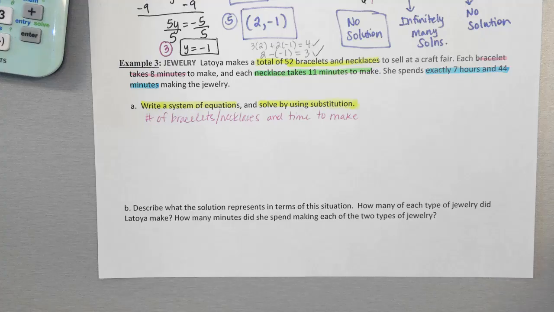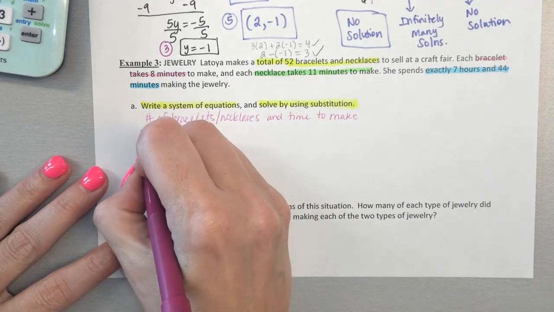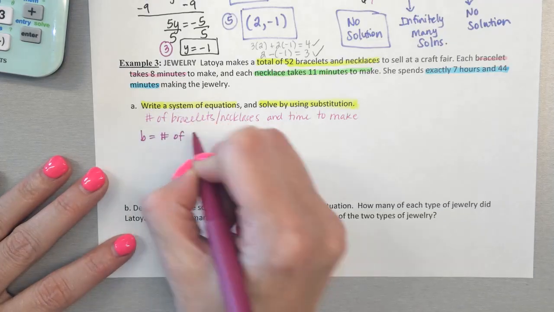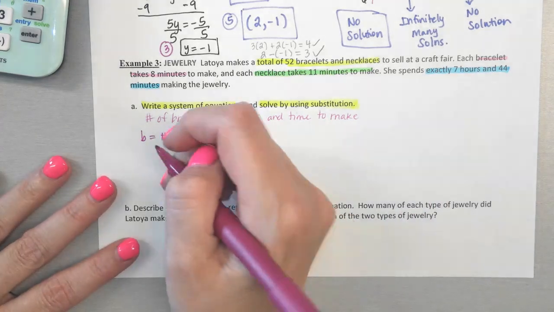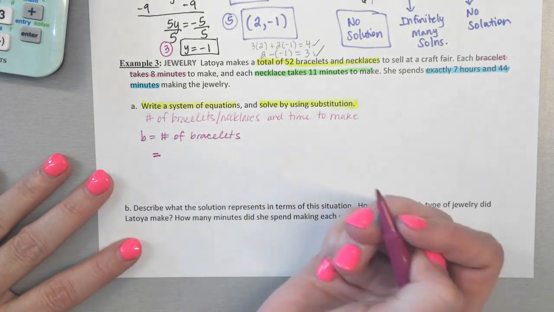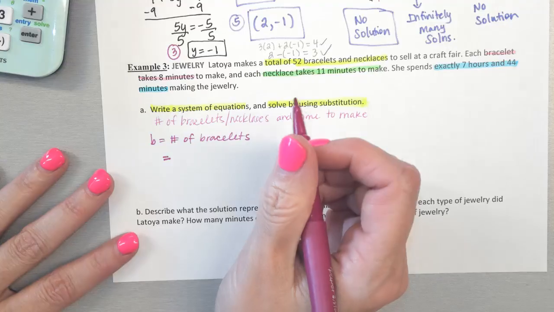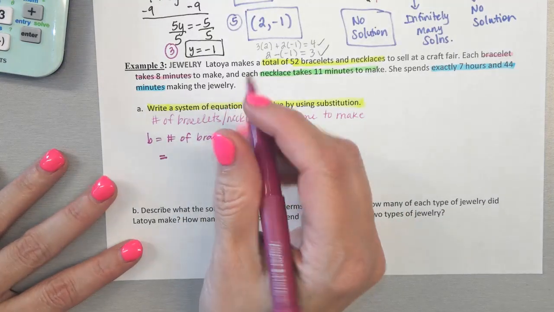Okay, we do need to define variables for this. So I'm going to use B for the number of bracelets. And I'm going to use Q for the necklaces. Just kidding. I'm going to use N.